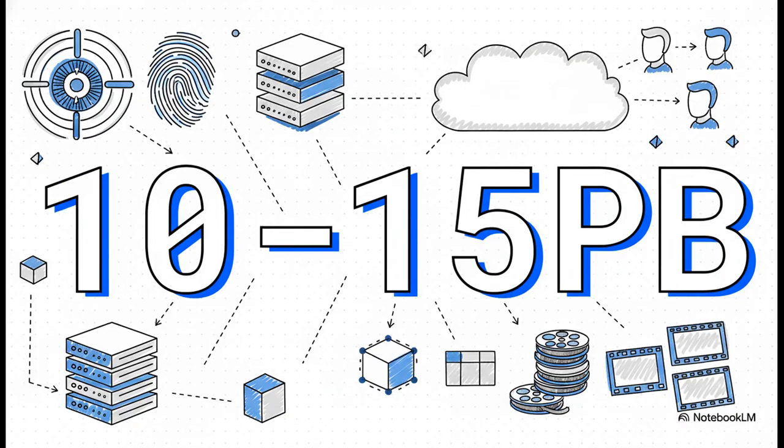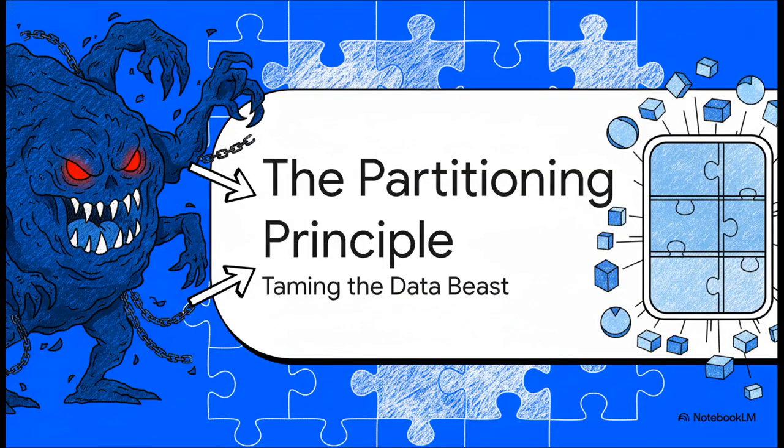And the amount of data we're talking about, it's just mind-boggling. To give every person a unique ID using biometrics, think iris scans, fingerprints, the system had to be built to store somewhere between 10 and 15 petabytes of data. To put that in perspective, that's like storing thousands of full-length HD movies for every single person. So, how in the world do you tame a data beast that big? Well, here's the secret. You don't. You can't. Instead, you break it up. You chop it into smaller, much more manageable pieces. And this core idea, this principle, is called partitioning. It's the absolute key to making this whole thing work.